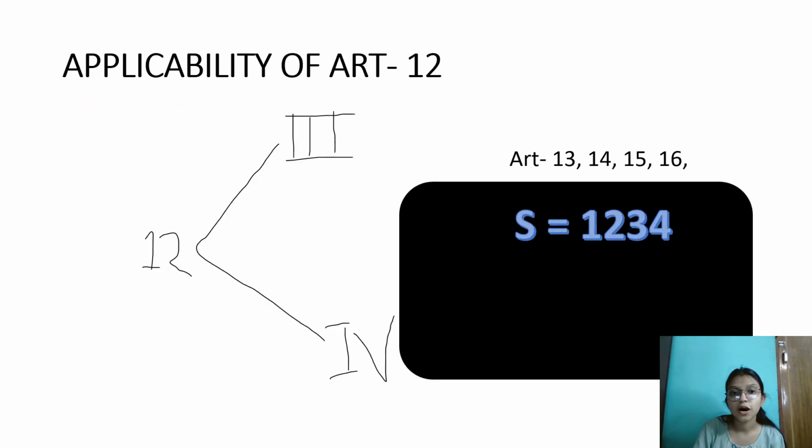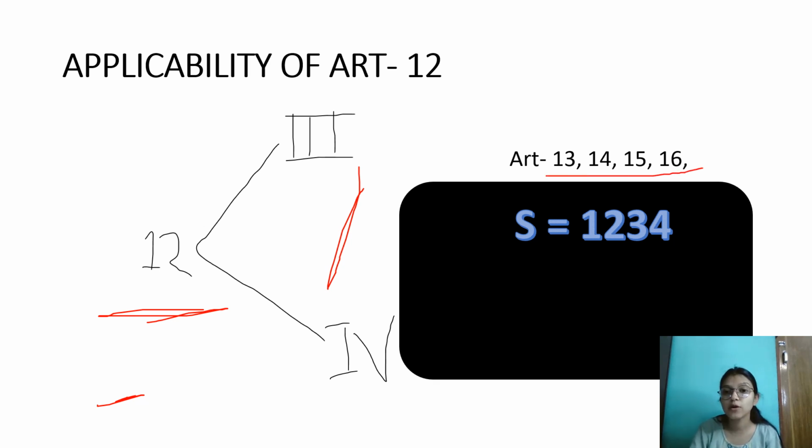Now let's talk about the applicability of Article 12. The relevance of Article 12 is only related to Part 3 or Part 4 of the Indian Constitution. Other than these two, the definition mentioned in Article 12 will not cover the other parts of the Indian Constitution. Let's talk about these articles. Article 13 says that any law made by the state which contravenes or tries to abridge fundamental rights will be declared unconstitutional.